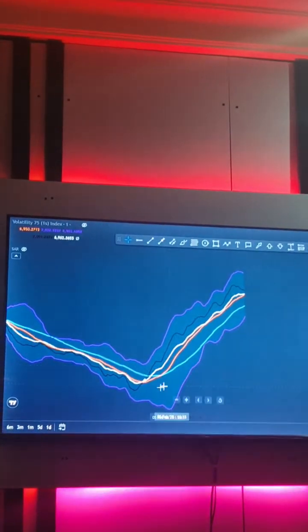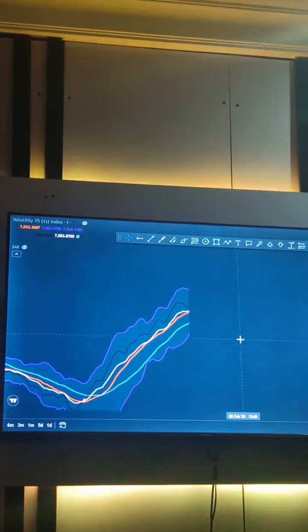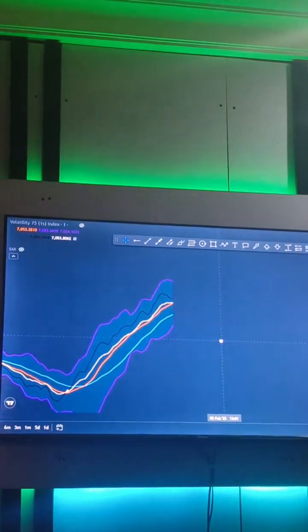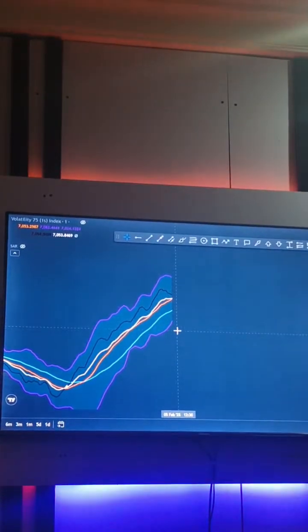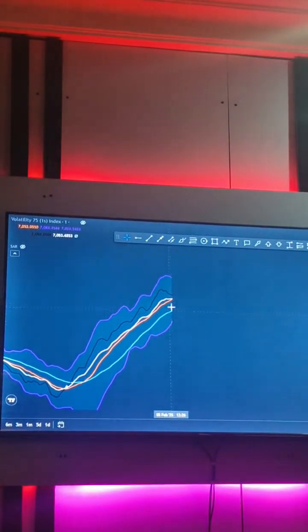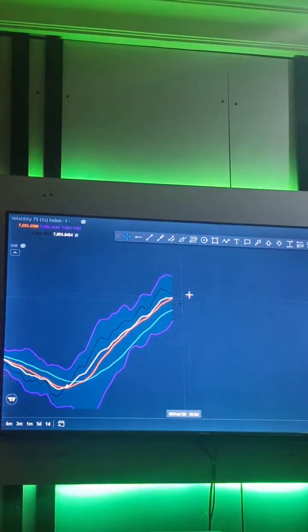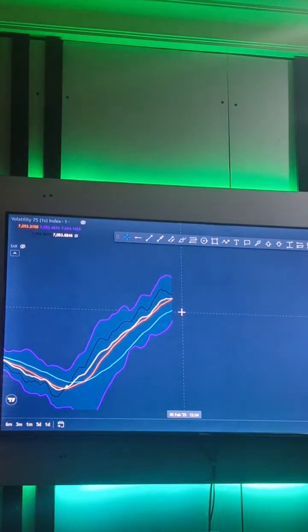All right, we missed this one. So I think another one is coming up. Another setup is coming up on the 1 minute time frame on volatility 75 1s, guys. So we're going to wait for this to cook, okay?